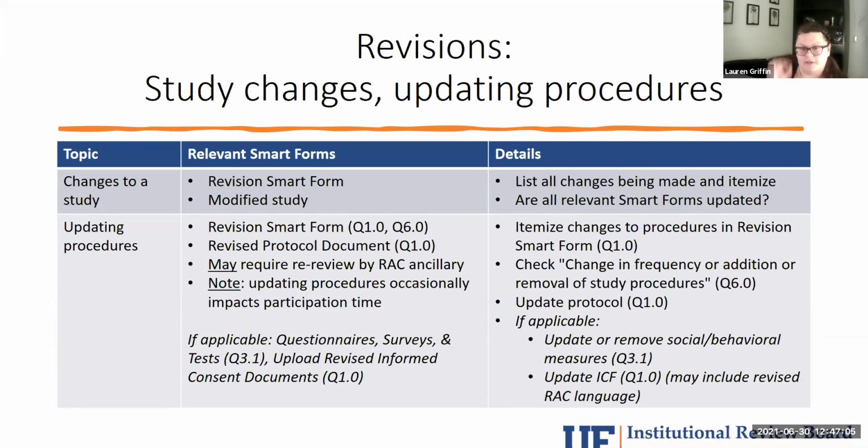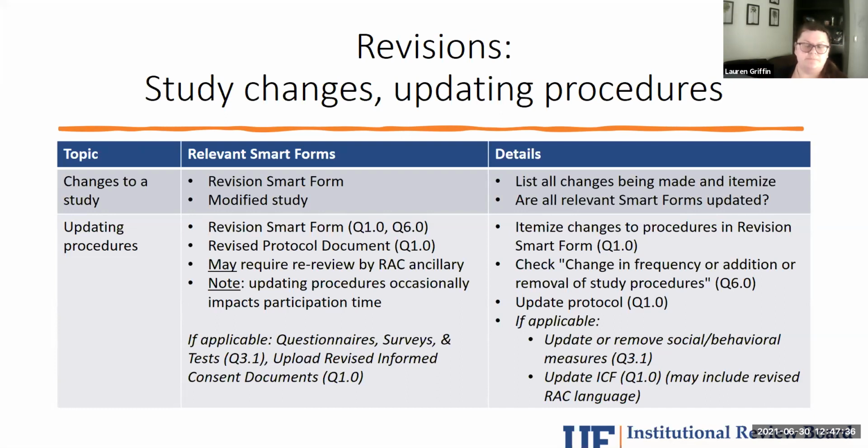But the justification section within the revision smart form is where you can say, this is why we want to make this change. It's going to lead to better data quality. It's going to make things easier for subjects. So it's an opportunity for study teams to give that additional context, because a lot of the times it's that context that really helps reviewers and IRB staff figure out, okay, this is why a specific change was made. And it makes the process a little bit easier.